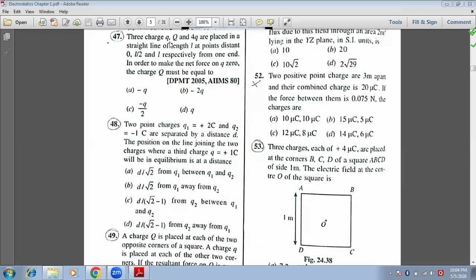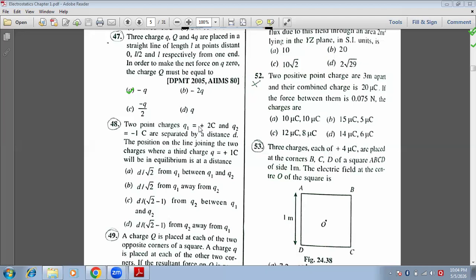Three charges, small q, capital Q and 4q, are placed in a straight line of length L at points distance 0, L by 2 and L respectively from one end. In order to make the net force on small q 0, the charge capital Q must be equal to: option A, minus q; option B, minus 2 small q; option C, minus small q by 2; option D, small q. Correct answer, option A, minus small q.